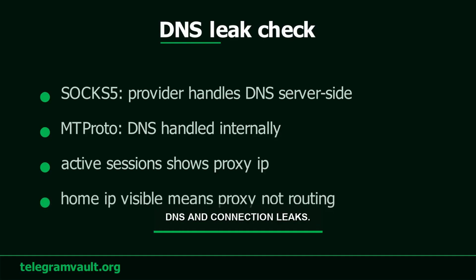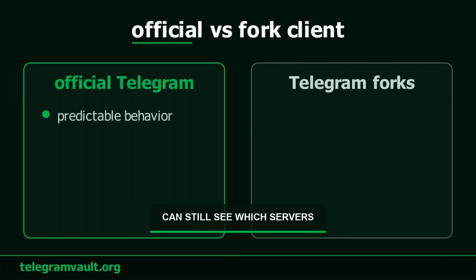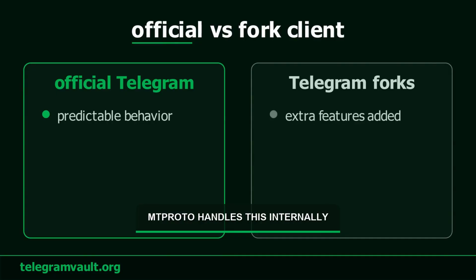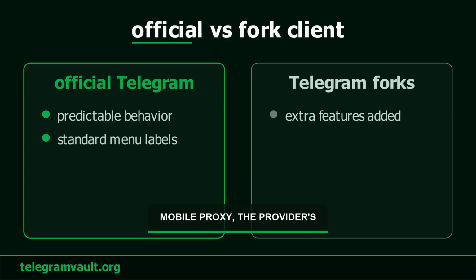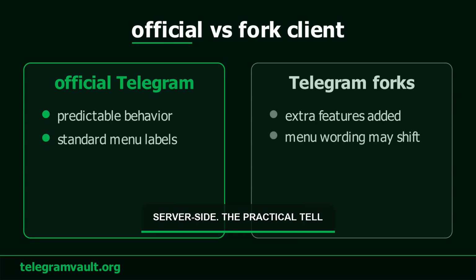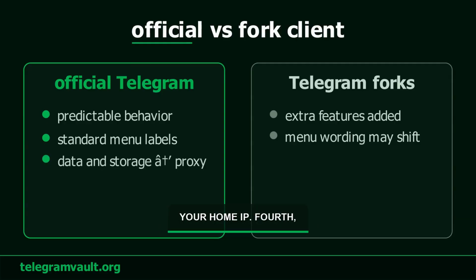Third, DNS and connection leaks. When you use SOCKS5, make sure the proxy is doing the DNS lookups, not your phone. Otherwise, your network can still see which servers you're reaching. Telegram's MTProto handles this internally and isn't a concern. For SOCKS5 to a reputable mobile proxy, the provider's endpoint handles DNS server-side. The practical tell that things are clean is simple. Your account shows the proxy's IP in active sessions, not your home IP.